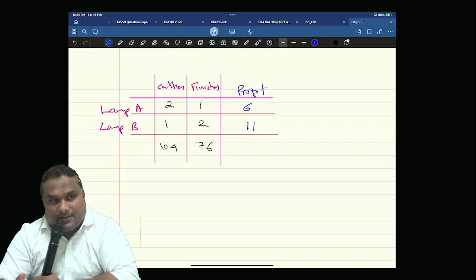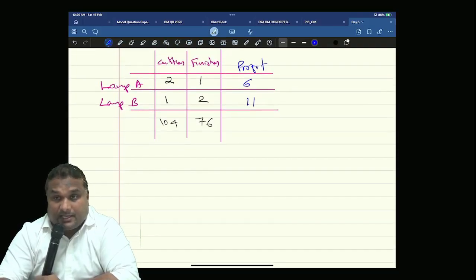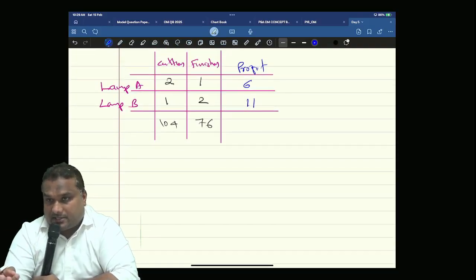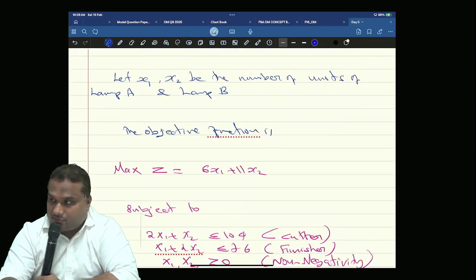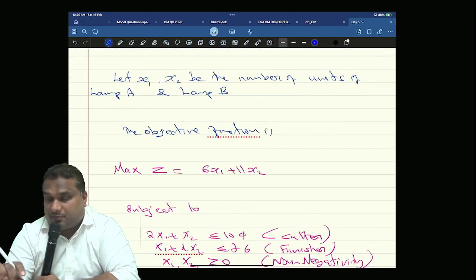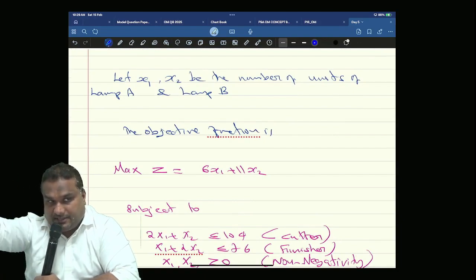Now whenever you are writing the answer, you should write: let x1, x2 be the number of units of lamp A, lamp B. That we already wrote. Correct? Lamp A, lamp B, this you should write. Now the objective function is, you should use the word properly. The objective function is, okay?